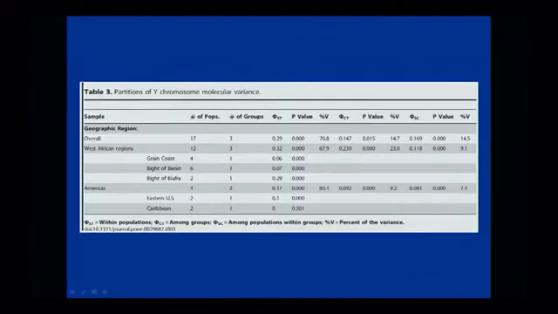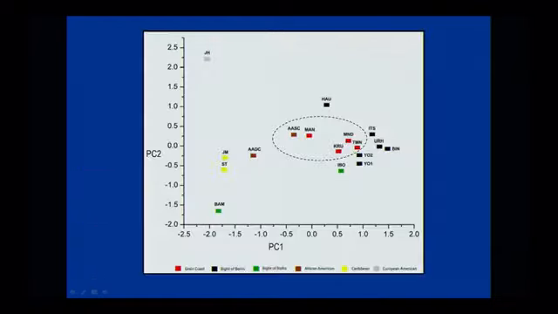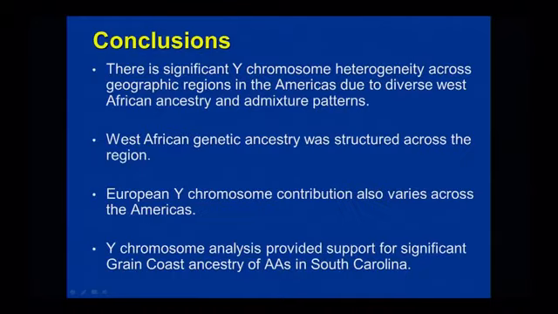So when we look at the geographic structuring within West Africa, it's pretty high for the Y chromosome when we look across the different regions that we sampled from. And when we looked at the African Americans from South Carolina, this was Columbia, South Carolina, there was close affinity with the Grain Coast populations: the Mandinka from Senegal, the Mende and Temne from Sierra Leone, and the Kru from Liberia. So it did provide some evidence for this black rice hypothesis. And I'm glad to see that Ancestry.com is affirming what we found some time ago.